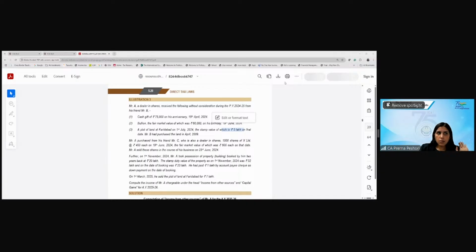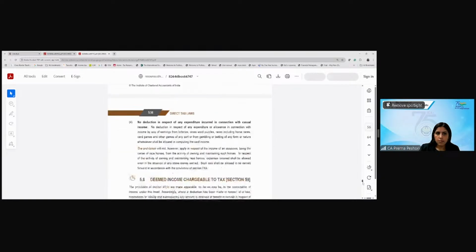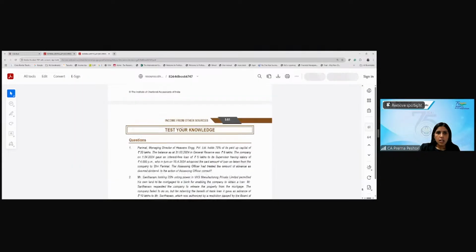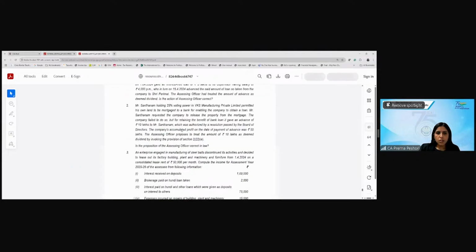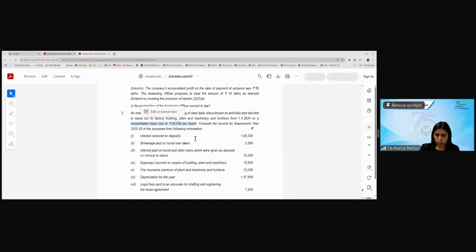Shall we solve one more question here? Okay. So the next question, again from your module itself, question number 3. An enterprise engaged in the manufacturing of steel balls discontinued its activities and decided to lease out its factory building, plant and machinery and furniture from 1/4/2024 on a consolidated lease rent of 50,000 per month. Compute the income for AY 25-26 of the following information.